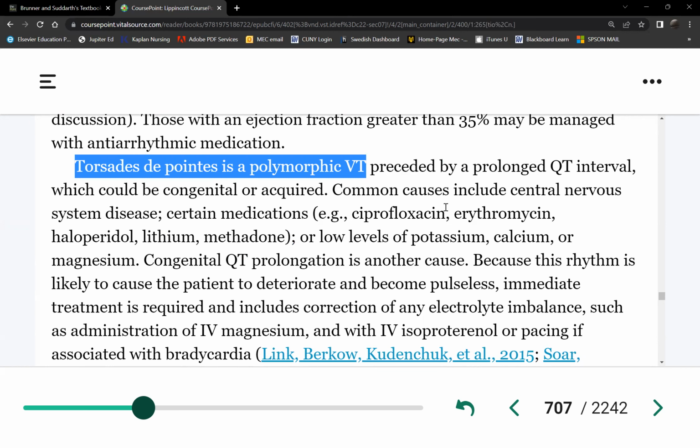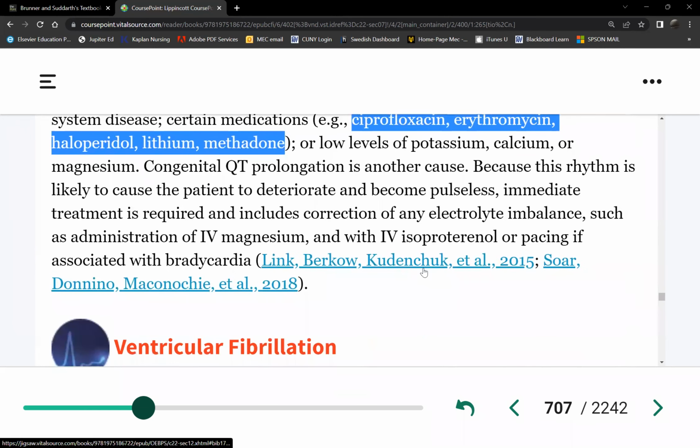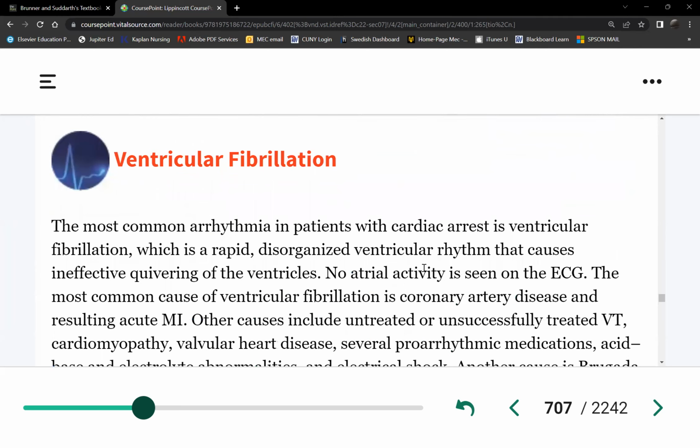So here are the common medications that can lead to VTAC. And again, certain antidysrhythmics can lead to that. It's also drugs that are causing vasoconstriction, vasopressors specifically, that can also lead to VTAC or VFib.